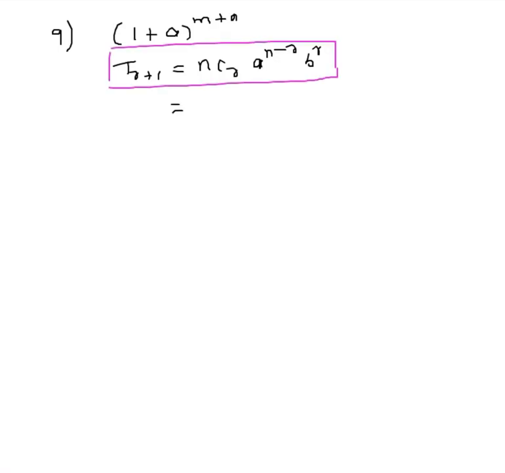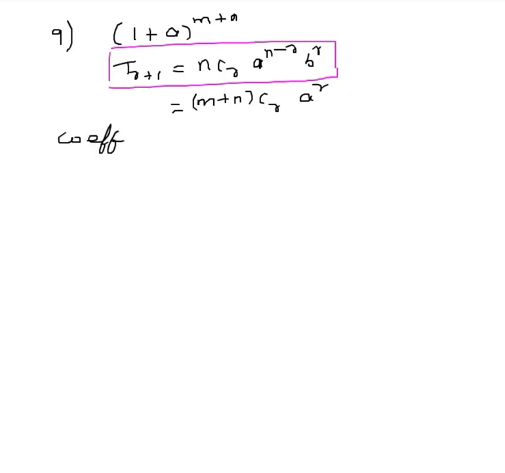Question 9. In the expansion of 1 plus a whole raised to m plus n, prove that the coefficients of a raised to m and a raised to n are equal. Let us write the general term formula. NCR, a raised to n minus r and b raised to r. Let us substitute for n, a and b. N is m plus n. a is 1. 1 raised to any number is 1. And b is a. So we get a raised to r.